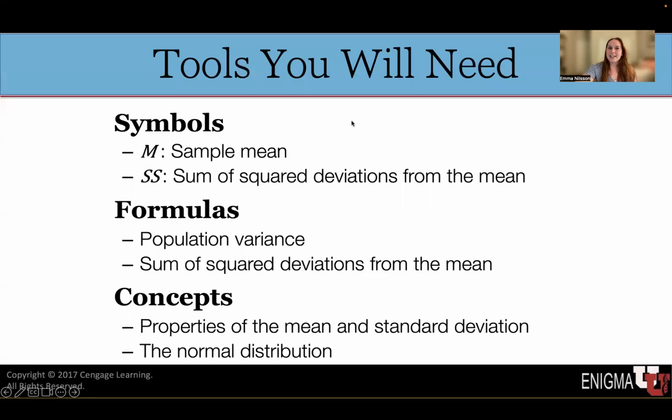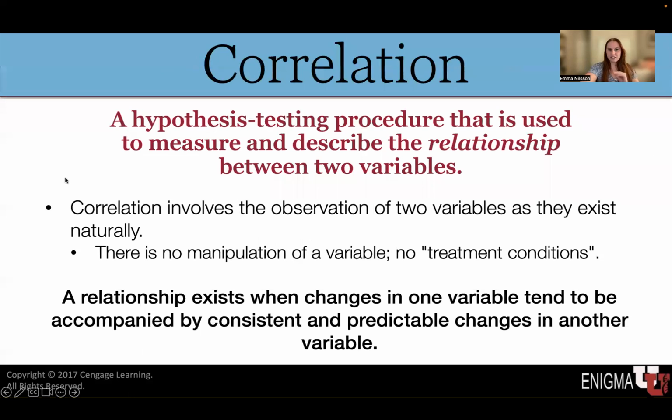So today, here are the symbols, formulas, and concepts that we're going to be talking about, but I'm just going to hop right into it. So, correlation. Correlation is different from anything we've talked about so far. It is a hypothesis testing procedure that we use to measure and describe the relationship between two variables. It involves the observation of two variables as they exist naturally. We're not manipulating any conditions. We're not creating treatment conditions or anything like that. We are merely observing and seeing if a pre-existing relationship exists between two variables.